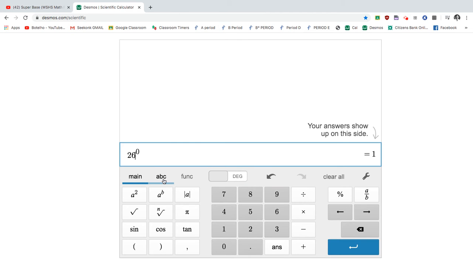26 to the 0, it's always 1. We had a big debate last week, or in the beginning of the year with compacted math. What's 0 raised to 0? It's also 1, but some people will debate that back and forth. What is 0 raised to the power of 0?